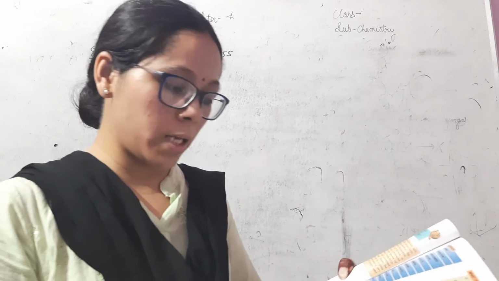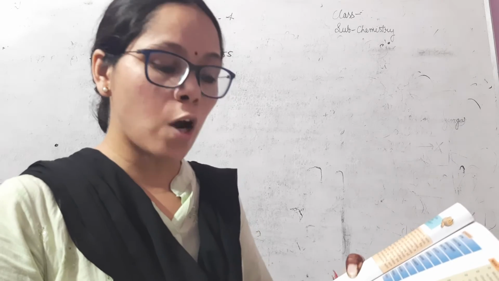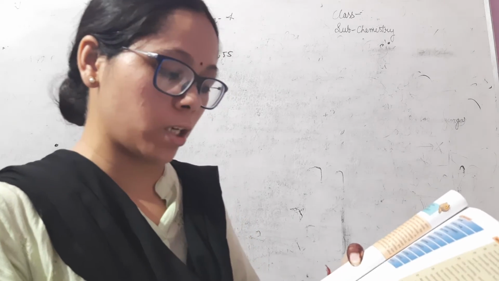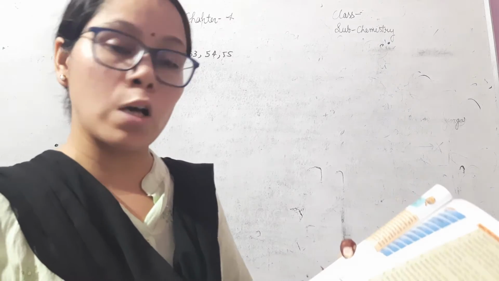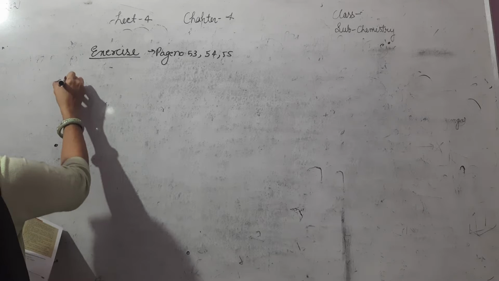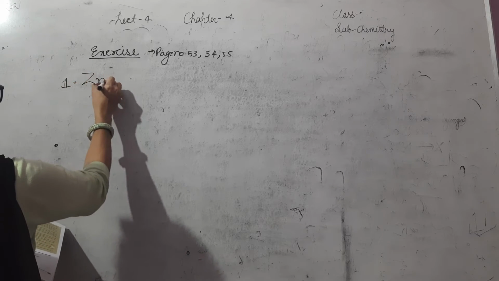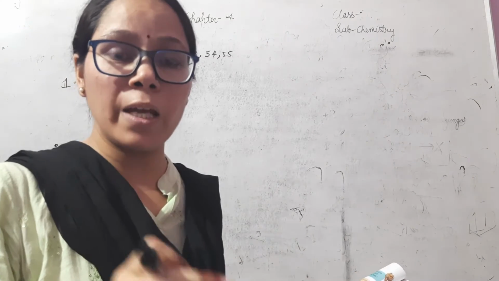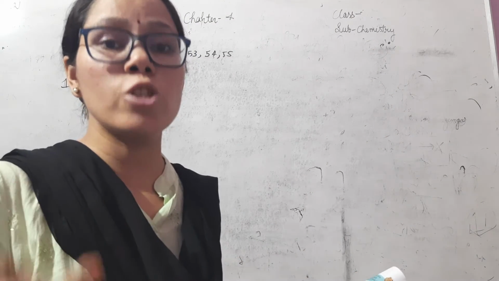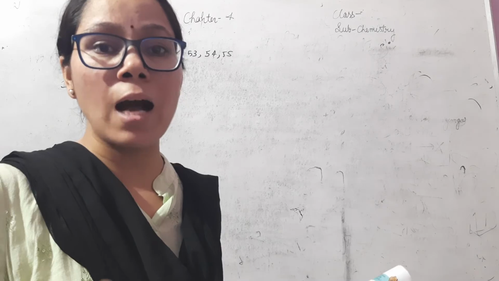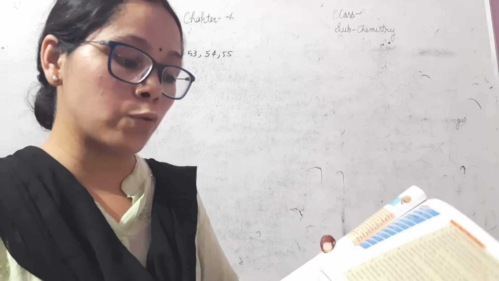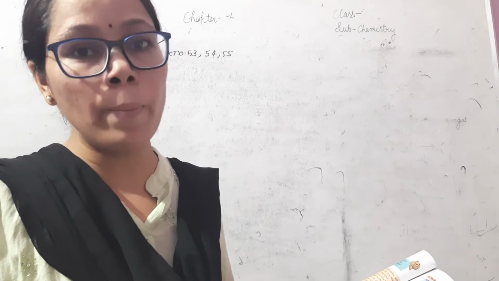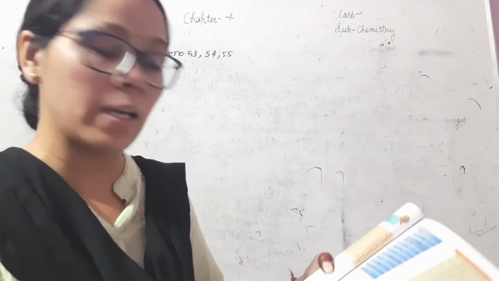The first question is, which of the following can be beaten into thin sheet? Options are zinc, phosphorus, sulfur and oxygen. The answer is zinc. Because zinc is a metal, it can be converted into a thin sheet. Metals are malleable, and the remaining elements phosphorus, sulfur and oxygen are non-metals, which are not malleable. So, the answer is zinc.